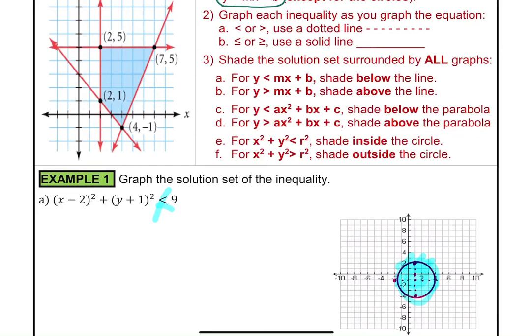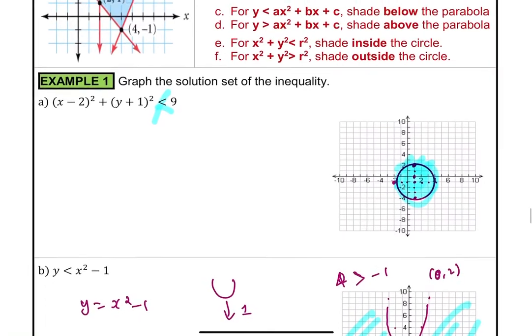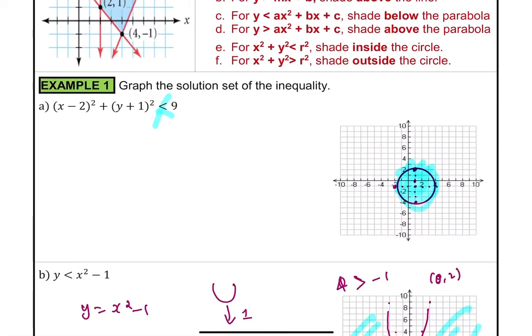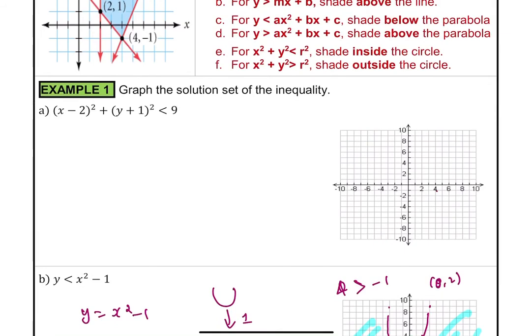If it is this way, we shade inside the circle. If it's less than, it's inside the circle. If it is greater than, it is outside the circle. Now let's take a look at these and then try to find the solutions, or how to solve the following problems.